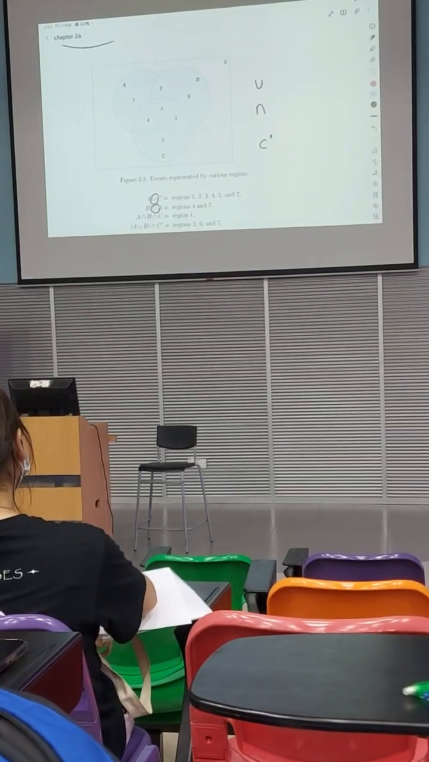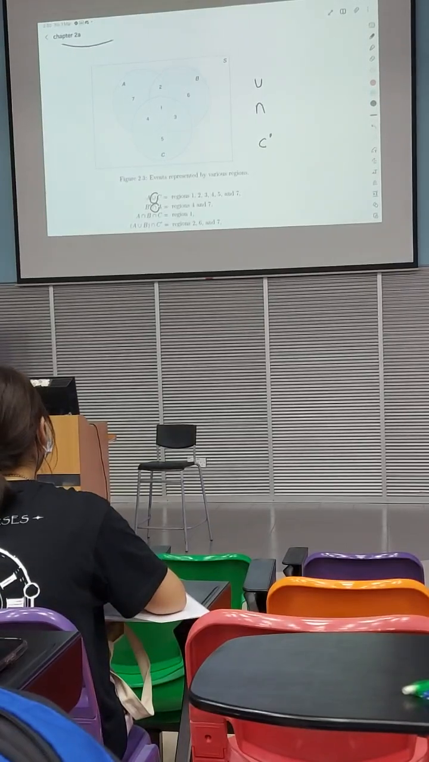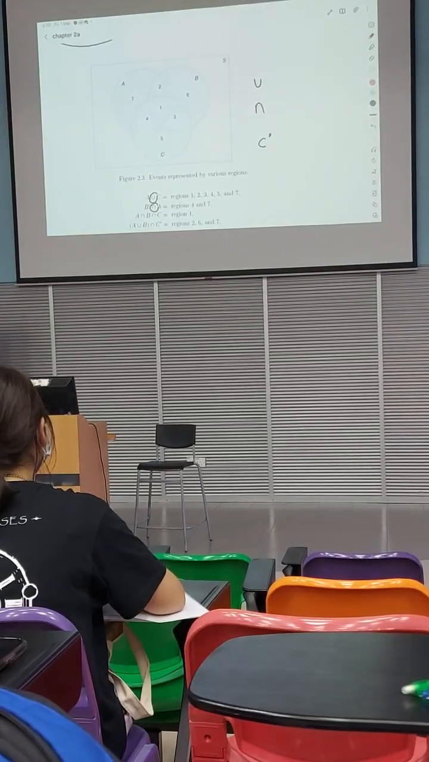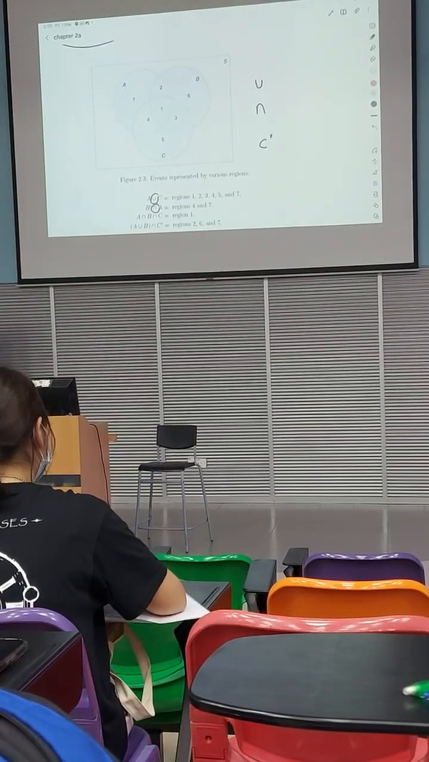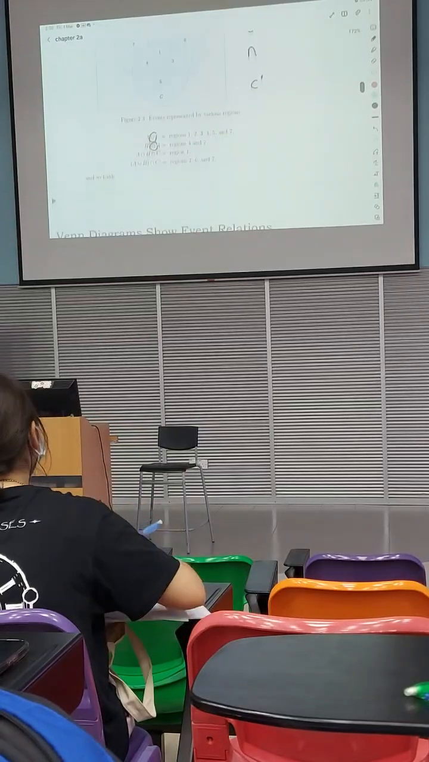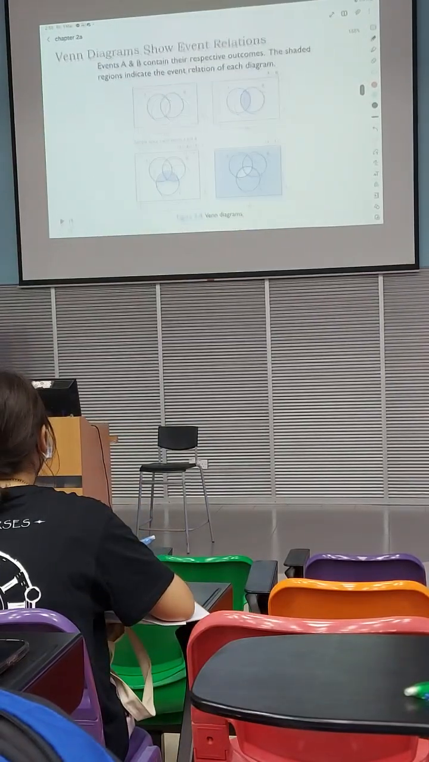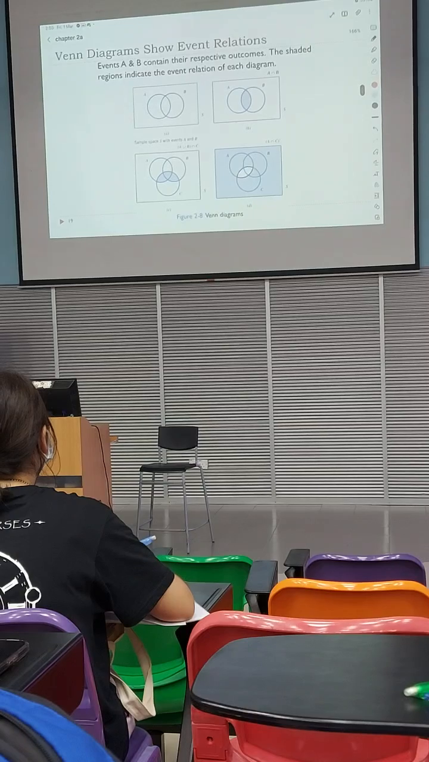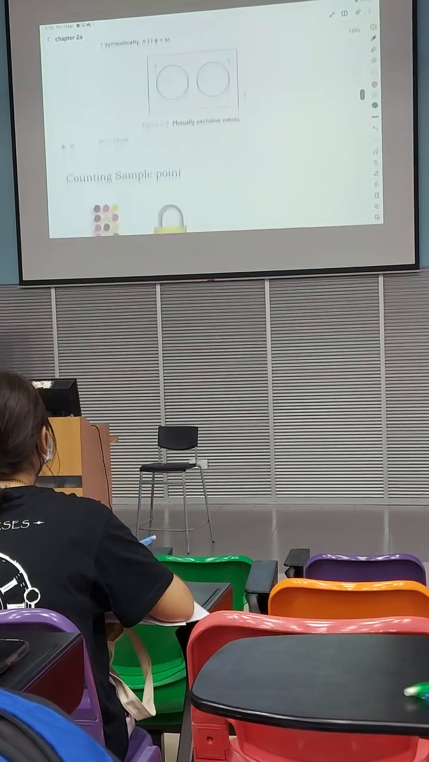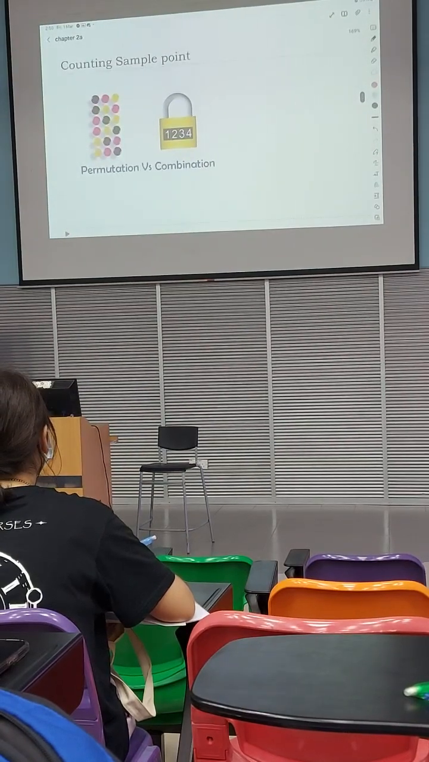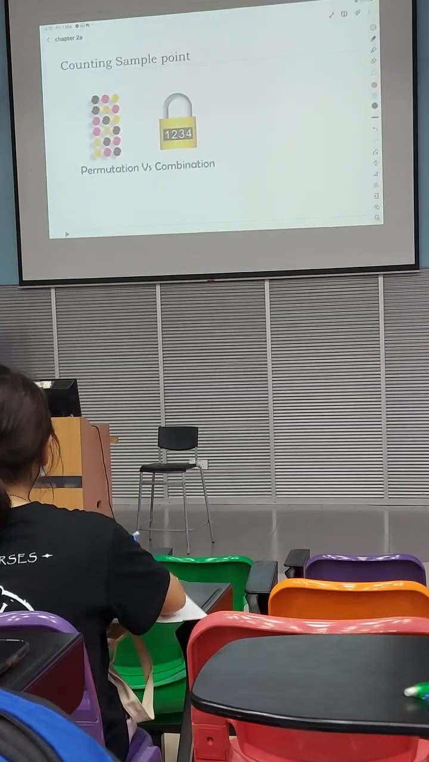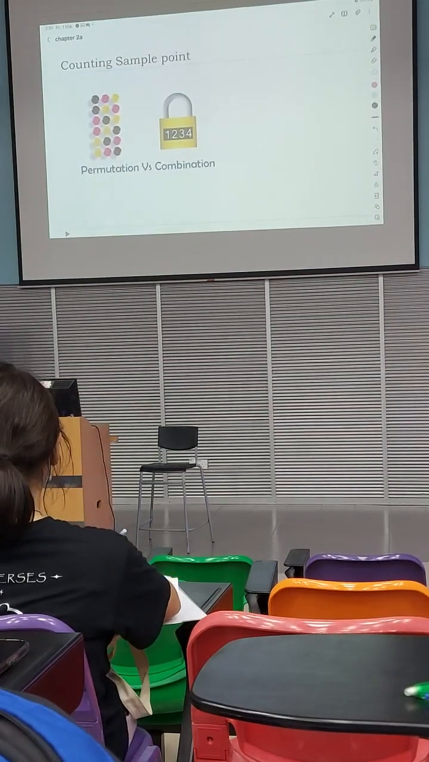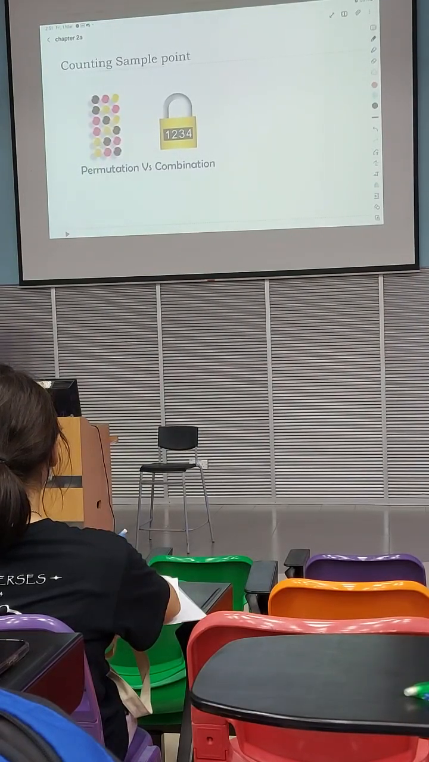Okay, so what is the meaning of this? Not C, or we say the complement of C. Okay, the events can always be related with the Venn diagram, so that is why we have the events relation in these few slides. But I will not talk about this. Now let us move to counting sample points. There are two types, either permutation or combination.